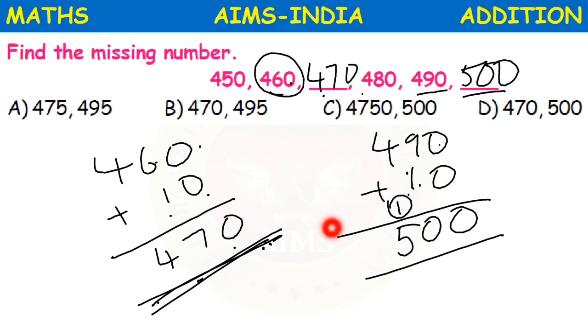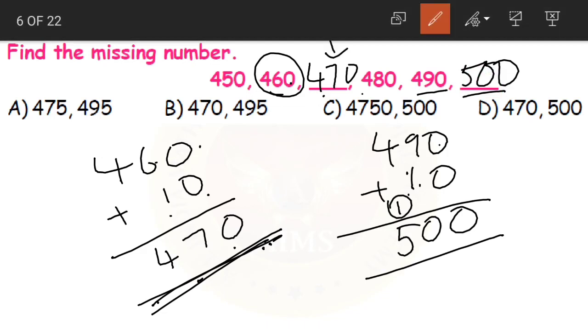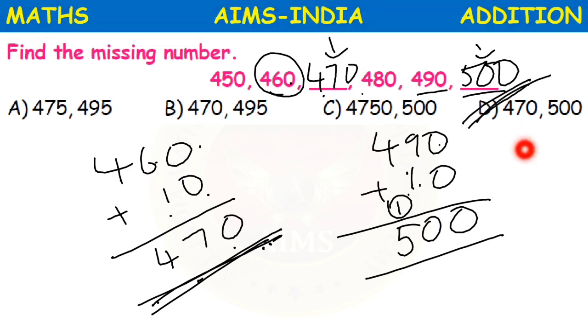Now let us look at the options. Which option says 470, 500? These two are our numbers, right? 470 and 500. Which option says that, children? Yes, option D, 470, 500.